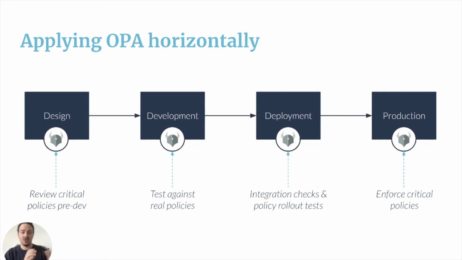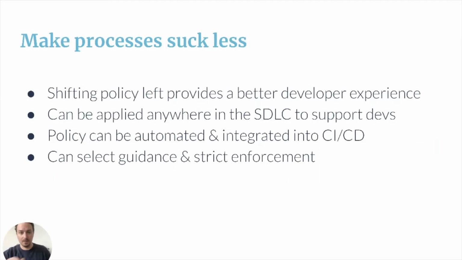So, during the design phase, you can review critical policies pre-development. Make sure that you're working within the policy constraints. During development, you can actually test against some of these policies. And then during deployment, you can run integration checks to make sure the policies are applied correctly. And you can test new policies, rolling them out and seeing what impact they would potentially have on your system. And then obviously you can enforce them in production as well.